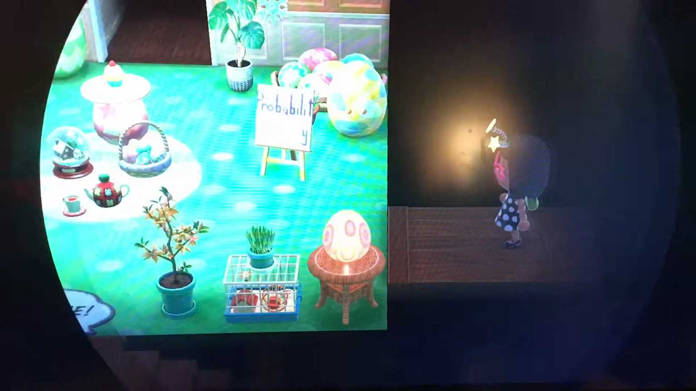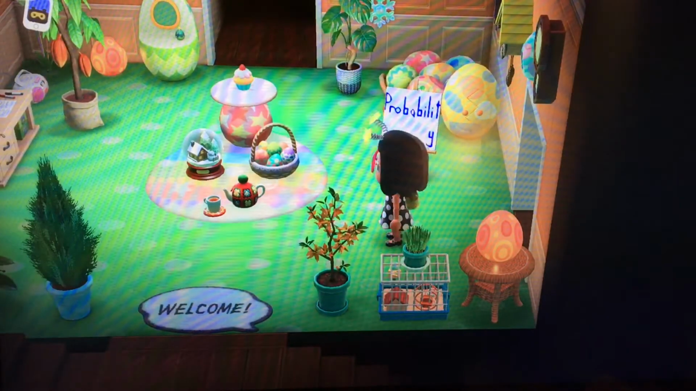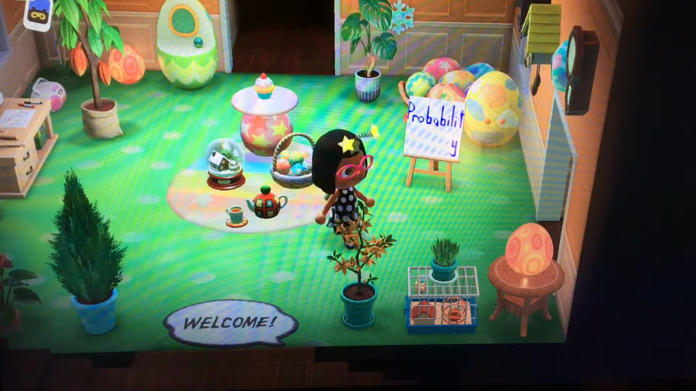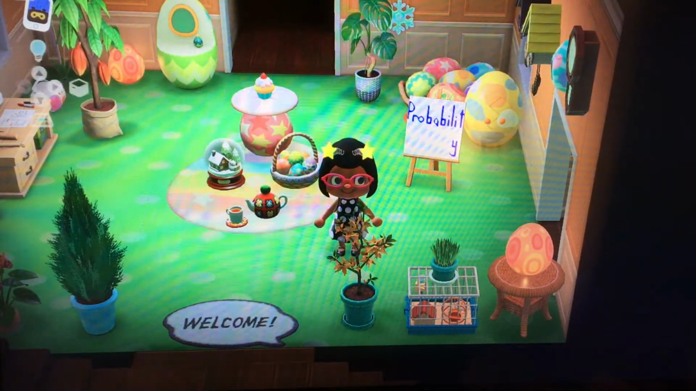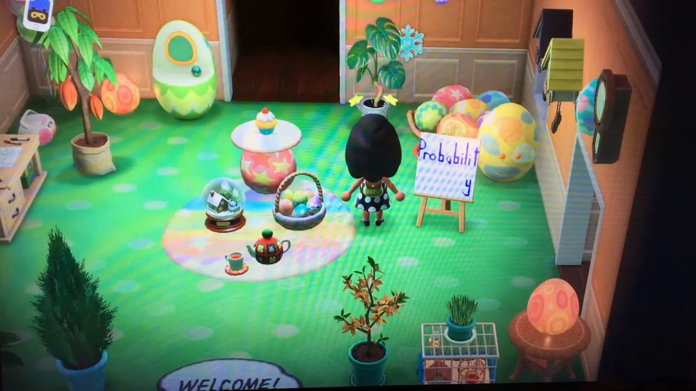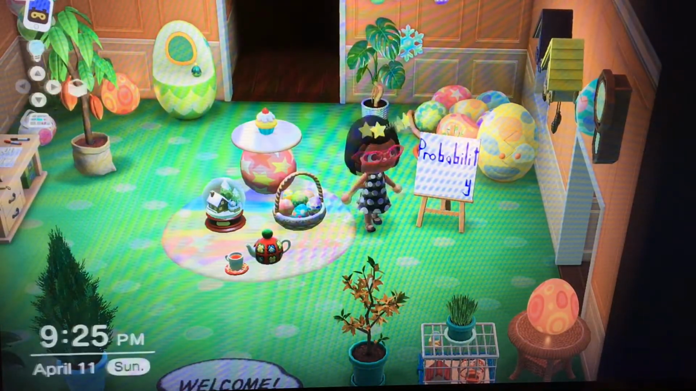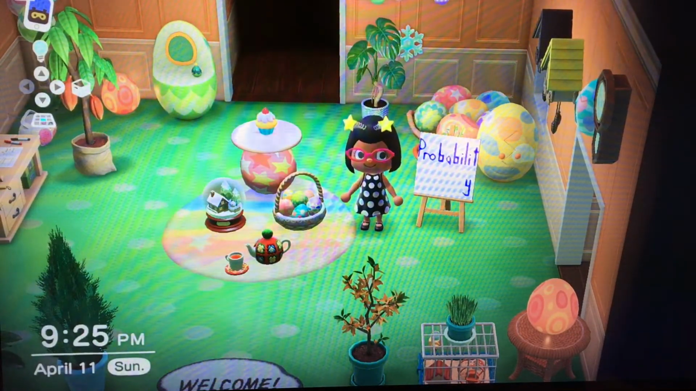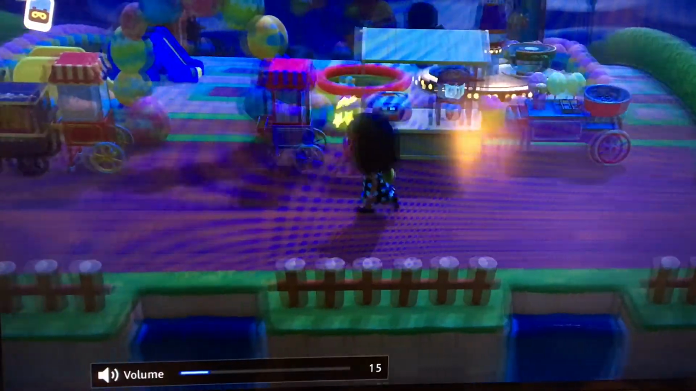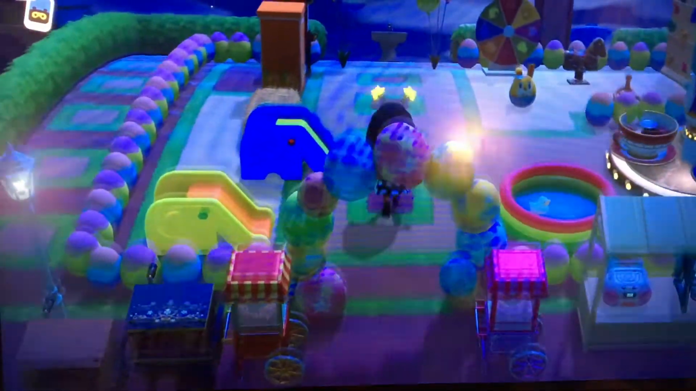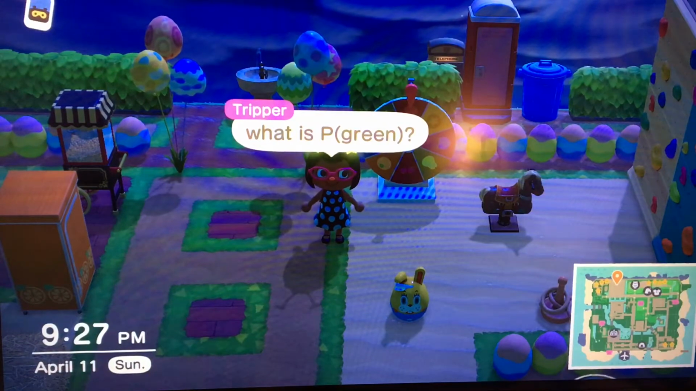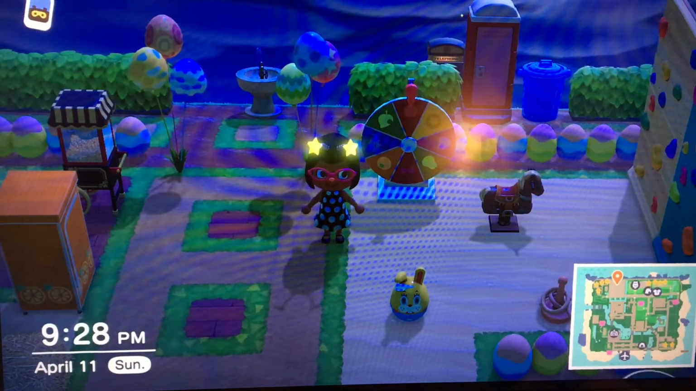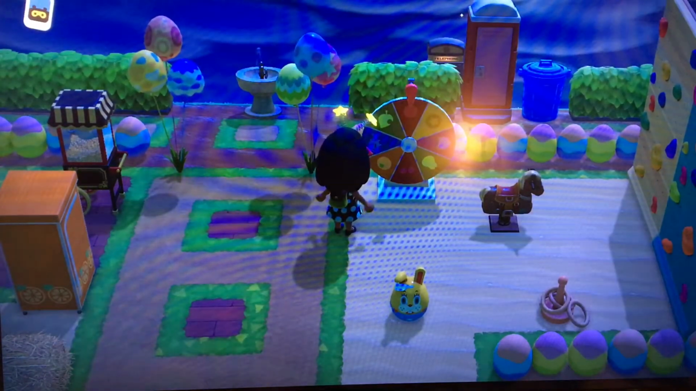Okay, so my Animal Crossing avatar, who doesn't look like me. My hair is not that hairstyle at all, nor do I wear those little star glowy things on my head. But anyway, she is going to teach us about probability calculations. This is the festival that I set up, and there's a spinner wheel. So here, my little avatar is asking, what is the probability of getting green on this spinner?